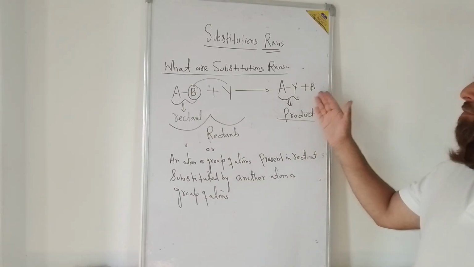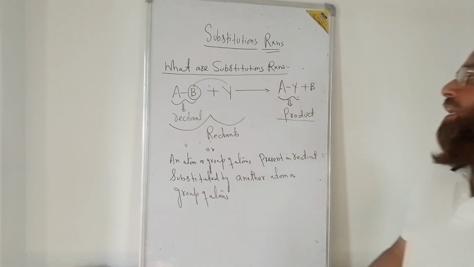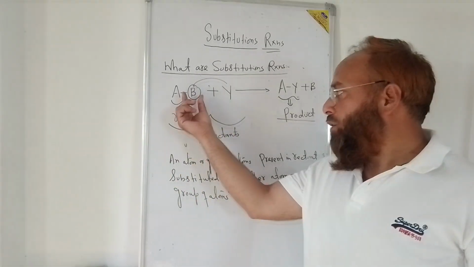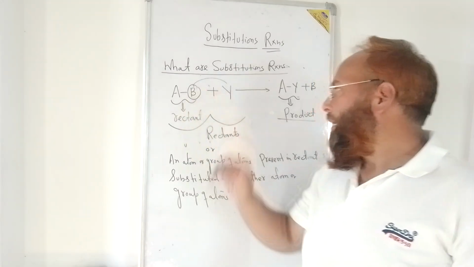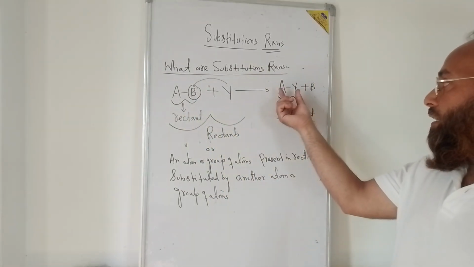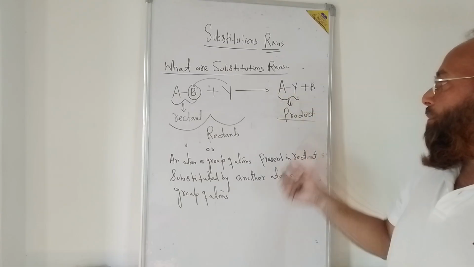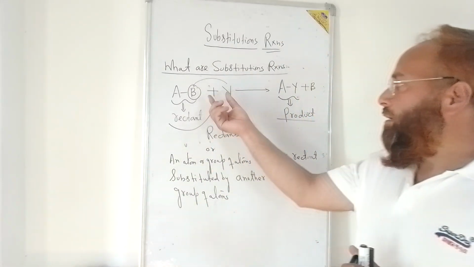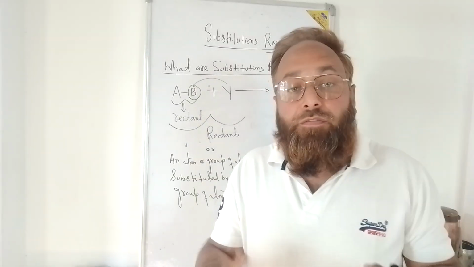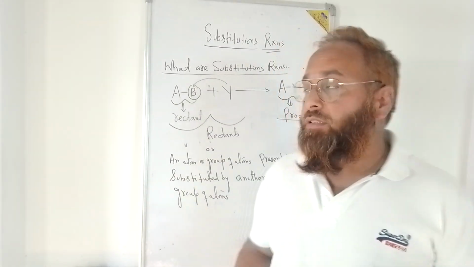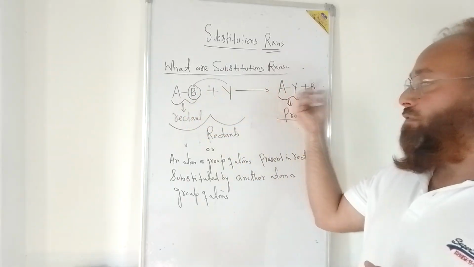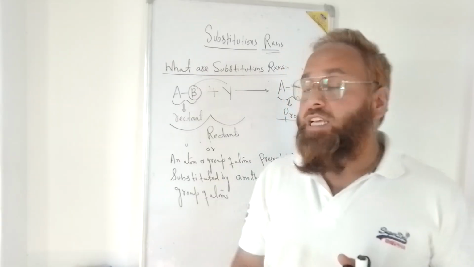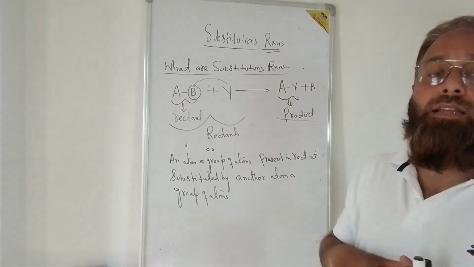B is removed only because Y is here. In this sort of reaction, two types of atoms are present in AB, and in the product, two types of atoms are present in AY. So the number of atoms is the same in the reactant as well as the product. This sort of reaction, where the number of atoms is the same in reactant and product, is known as a substitution reaction. But the condition is that one atom is replaced by another atom.